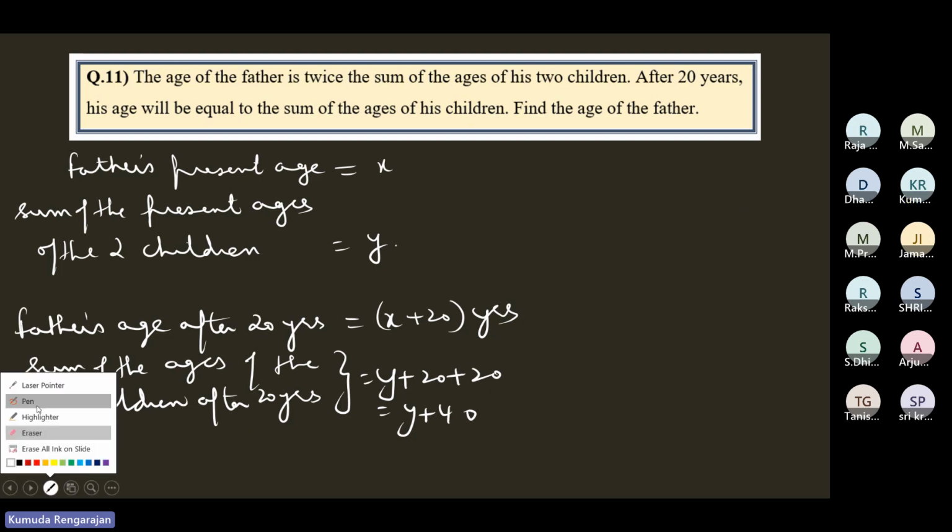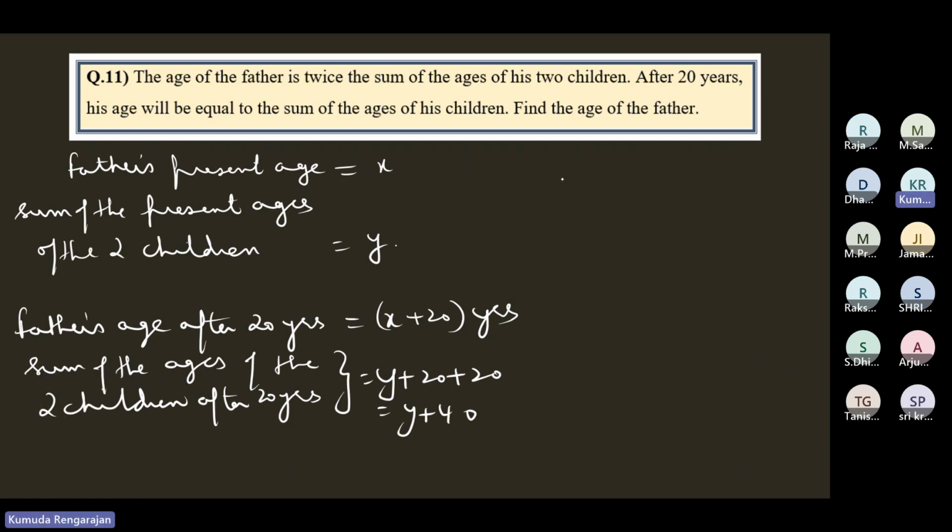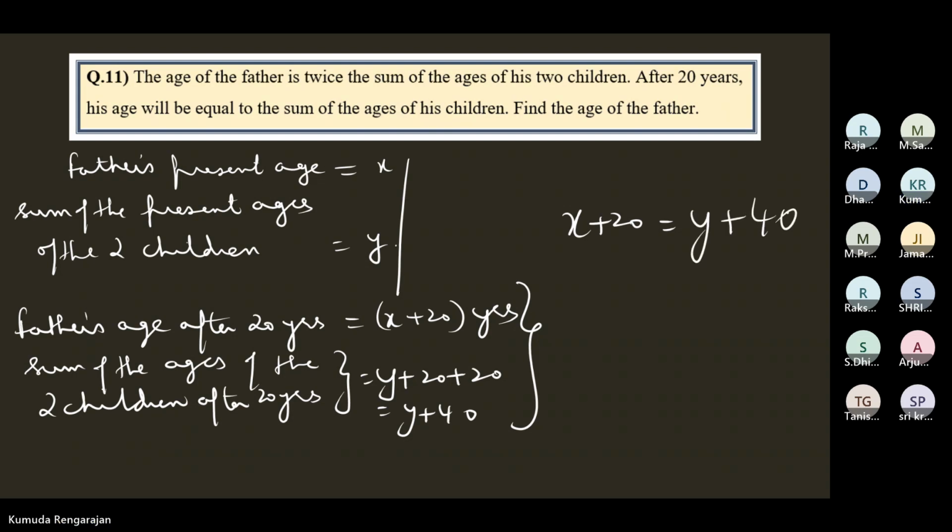Now the equation will be: the father's age will be equal to, so x plus 20 is equal to. I told you after 20 years means now we are in the future. Don't use x and y. You must use the new ages. So father's age will be equal to the sum of the ages. So it will be y plus 40. X plus 20 is equal to y plus 40.